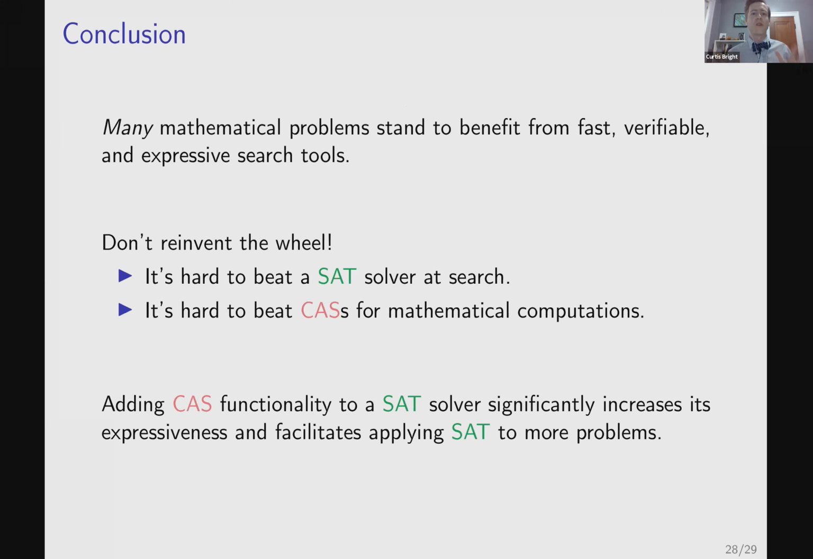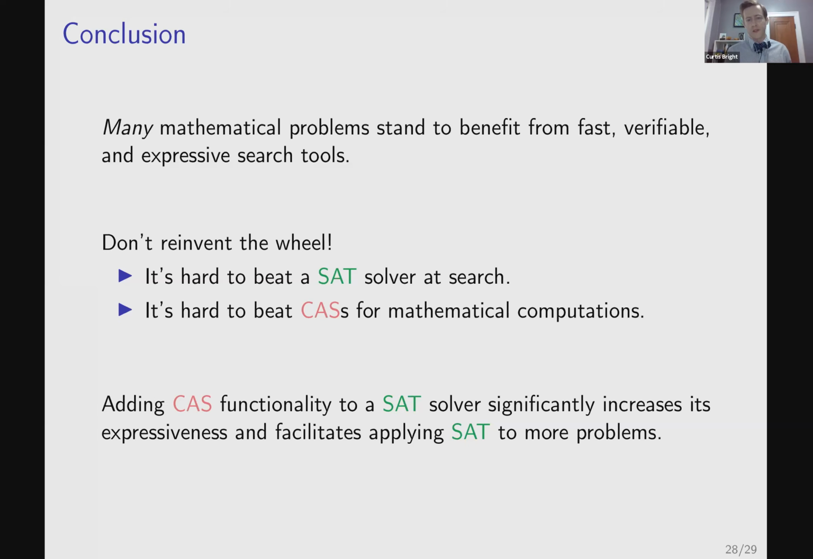I want to stress how many mathematical problems this sort of paradigm is potentially very effective at, right? Anytime you want to run a mathematical search and you want fast verifiability and expressiveness, then I would highly recommend you look into SAT plus CAS methods, because the SAT solver is both fast and verifiable, and then the CAS is very expressive, right? So you can use both of the tools in the way they're meant to be used.